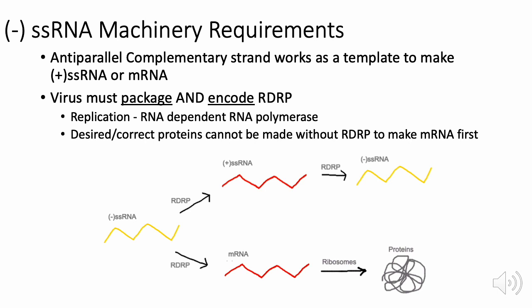So you'll notice in this diagram, we have the negative single-stranded RNA in yellow being processed by RDRP in order to make a positive single-stranded RNA, and that needs to be processed once more to get back to the original genome. And in the other direction, we have the negative single-stranded RNA being processed by RDRP in order to make mRNA, and that can be used by ribosomes to make proteins. Noticing that the RDRP is required in both paths, so it must be packaged and encoded, otherwise the virus is stuck with nothing to do.